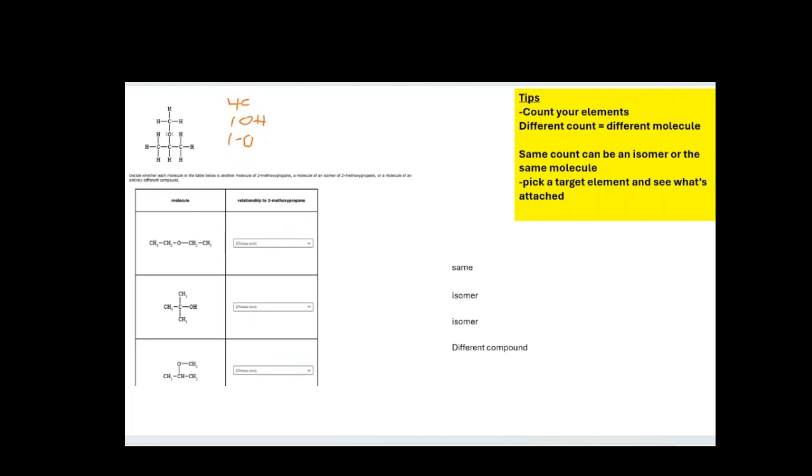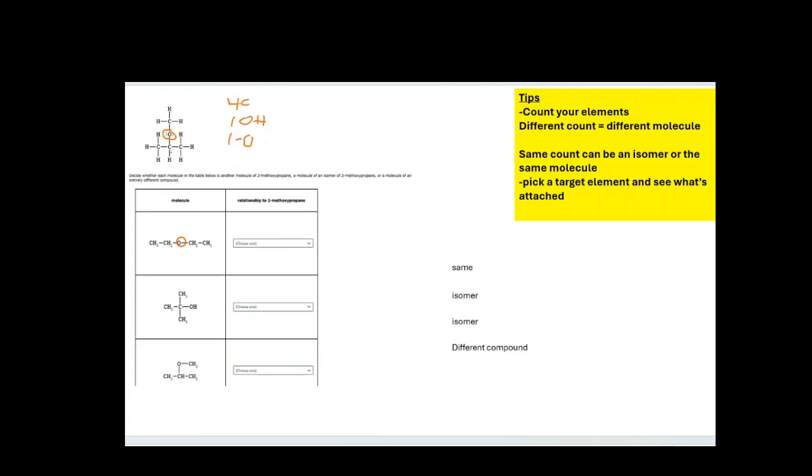But first, I want to count my compounds to make sure that the count matches up. So okay, in this one, I have 4 carbons. I have 10 hydrogens, which match up, and I have 1 oxygen. So immediately, I know that this is not going to be a different compound. This is going to be either the same molecule or an isomer. So from here, I would circle my target element. In this case, it's going to be this oxygen, and I'll target the oxygen right here as well, and focus on what's attached to it.